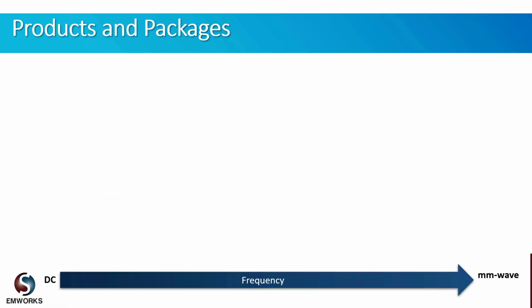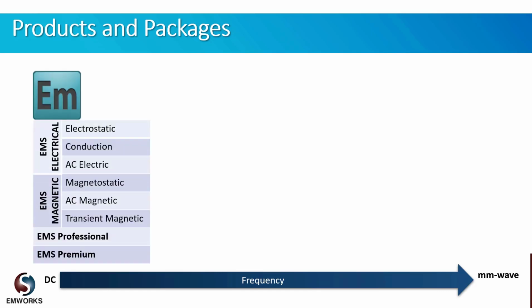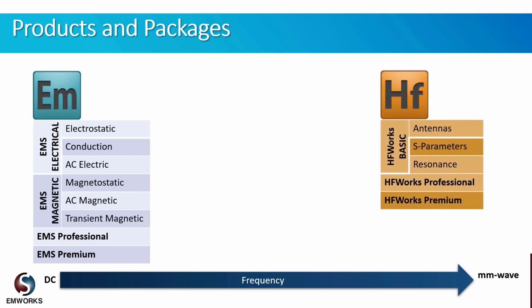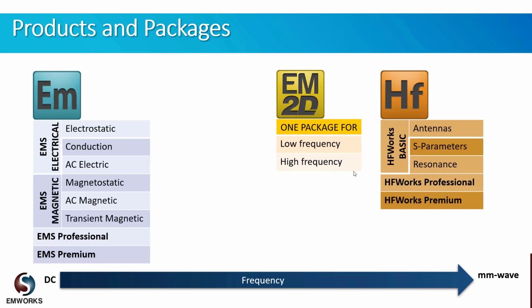Our products and services are as follows. EMS is a 3D electric and magnetic field modeling software for frequency ranging from DC to few hundred megahertz. It covers many applications like insulators, cables, bus bars, permanent magnets, actuators, circuit breakers, transformers, and motors. HFWorks is an electromagnetic simulation software for RF, microwave, high frequency, and high-speed electrical and electronic devices. It covers many applications including a wide range of antennas, resonators, filters, connectors, and waveguides. EMWorks 2D is a 2D and axisymmetric electric and magnetic field modeling software for frequency ranging from DC to few hundred megahertz. It covers the same applications as EMS.